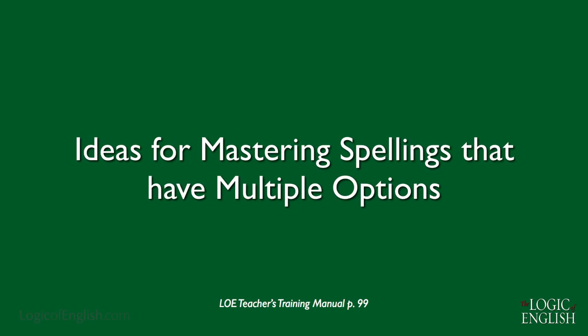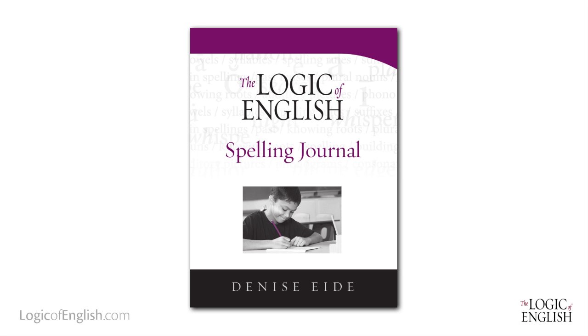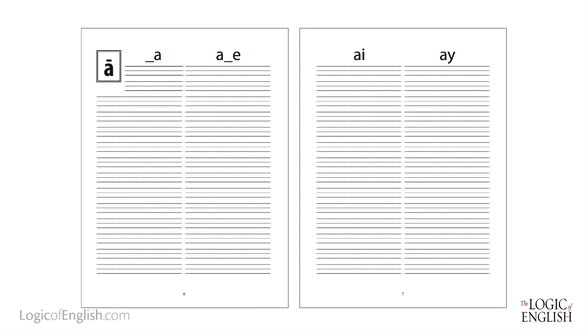So now I would like to go ahead and give you some ideas for how to master spellings that have multiple options. One of the best things you can do actually is to create a spelling journal. Now, Logic of English sells a spelling journal, but this is not something you need to buy. Rather, you can create this very simply in a notebook. I have a sample here up on the screen where you can see that the way we organize a spelling journal is by sound. So this page shows the long A sound and some of the options for spelling it. In a spelling journal, students then can write down words that they're struggling with because of those sounds, but categorize them by the sound that they're struggling with and by that spelling.